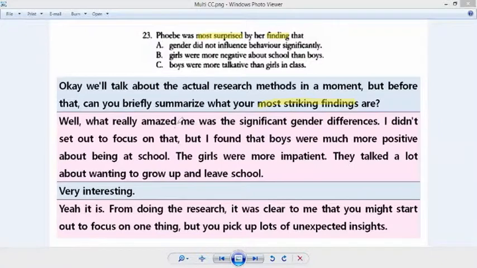Okay, what really amazed me was the significant gender differences. I didn't set out to focus on that, but I found that boys were much more positive about being at school.